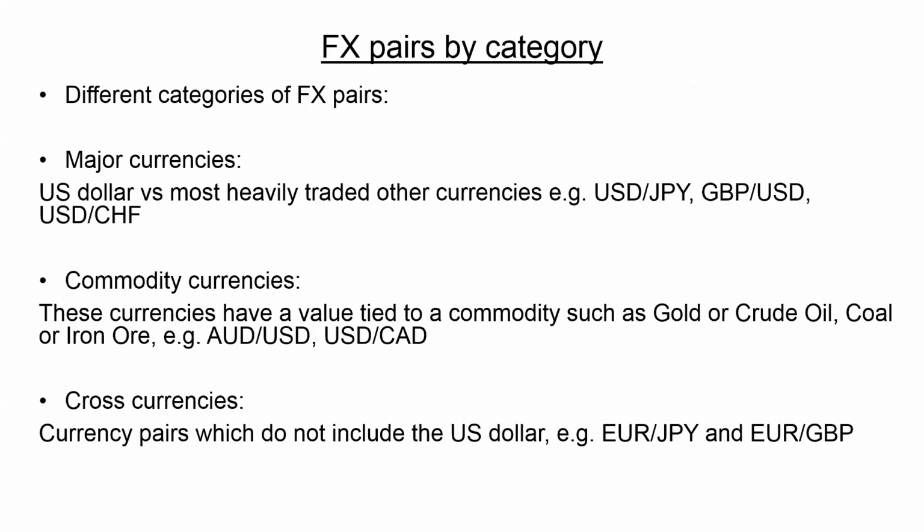So now we break down the foreign exchange market in terms of category. Now, there are different categories of foreign exchange pairs. You'll hear the term majors, commodity related, and crosses mentioned quite a bit. And the majors is simply the US dollar against the most heavily traded of the other currencies. So the dollar against the yen, the dollar against the pound, the dollar against the Swiss franc, for example, these are what is known as the FX majors.